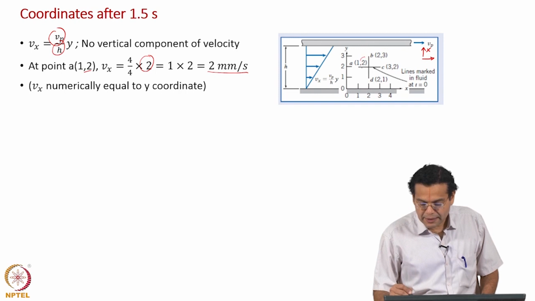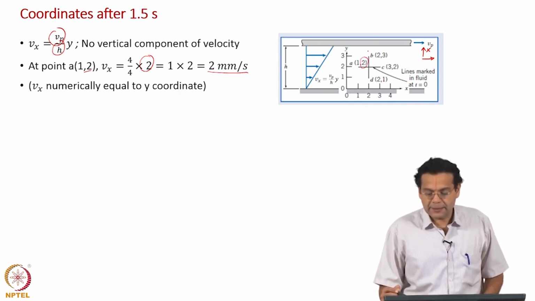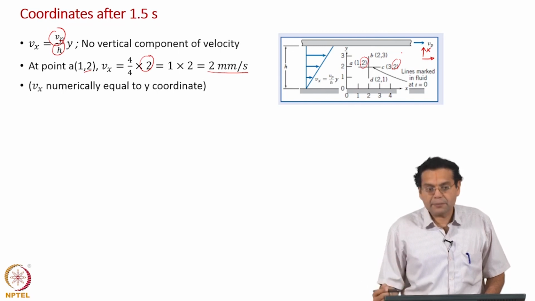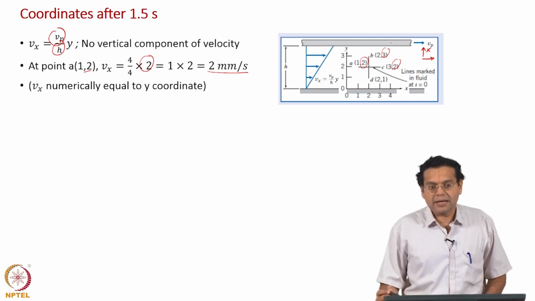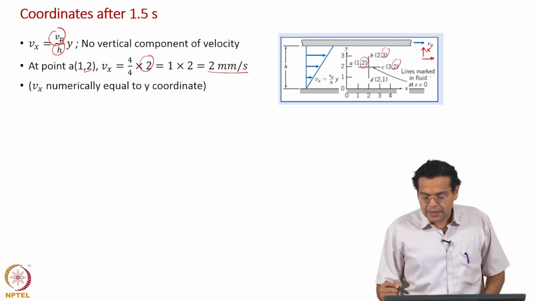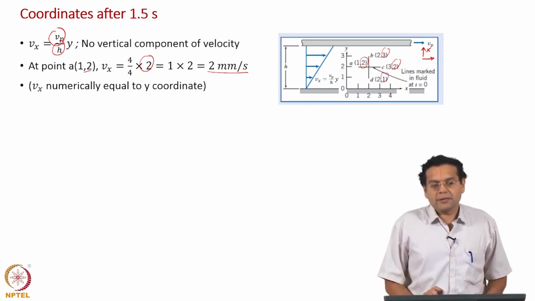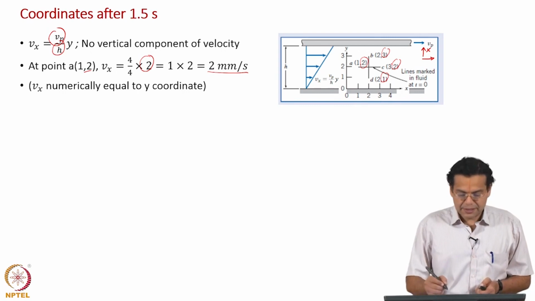So, point A moves, remember, horizontally at a velocity of 2 millimeter per second. Point C also moves at the same velocity of 2 millimeter per second, because they have the same y coordinate. But if you compare B and D, B moves at 3 millimeter per second, which is a higher velocity, of course, because it is closer to the plate which is moving, and D is moving at 1 millimeter per second, which is closer to the stationary plate. So, Vx is numerically equal to the y coordinate, which will be easier to understand as we go along.